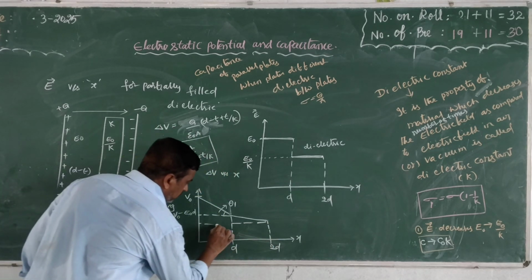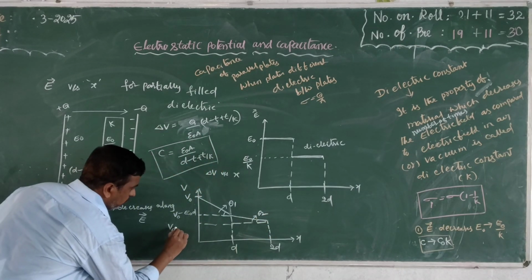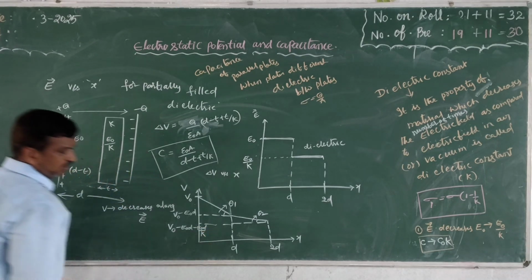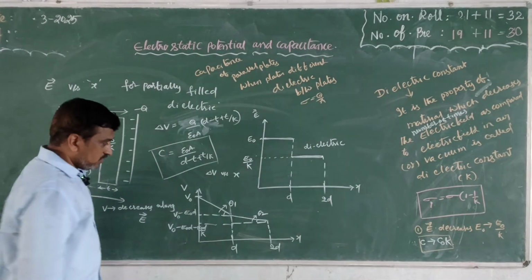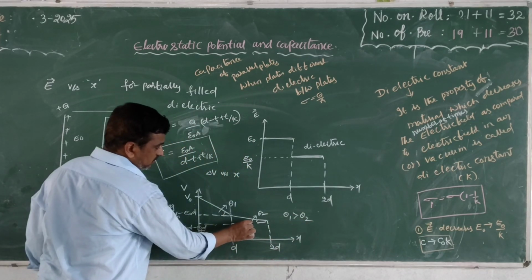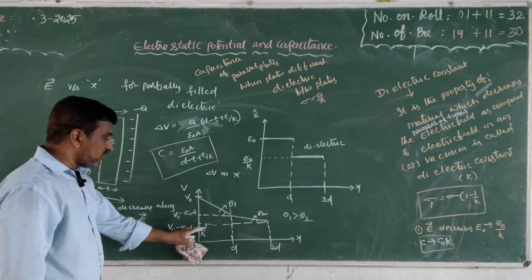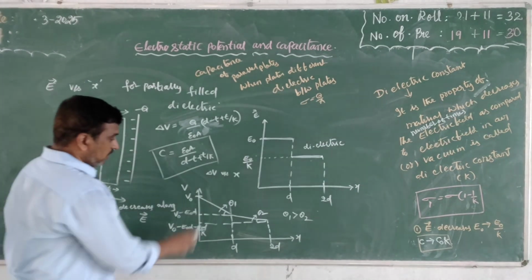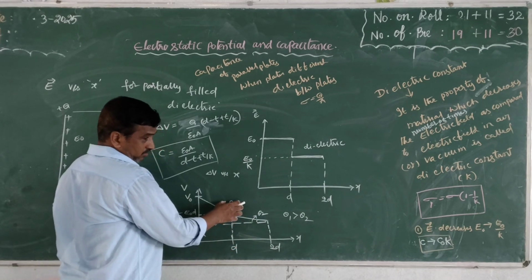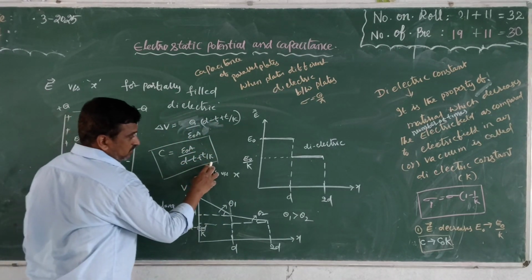See here, it is theta 2. Theta 2 here is V naught minus E naught D minus E naught D by K. It is the change in potential. See here, theta 1 is greater than theta 2. In this case, what is the change in potential now? V naught minus E naught D minus E naught D by K. Here the change in potential is maximum, here minimum. That's why theta 1 is greater than theta 2. It is the change in potential versus x.